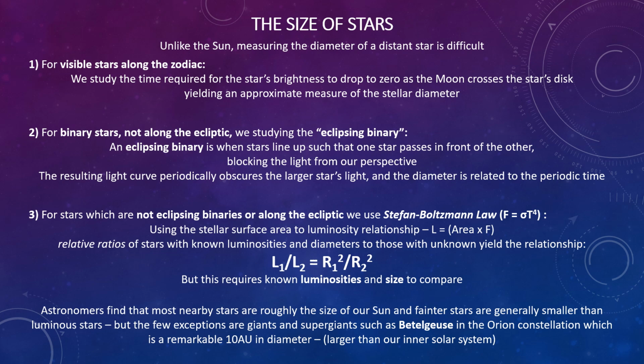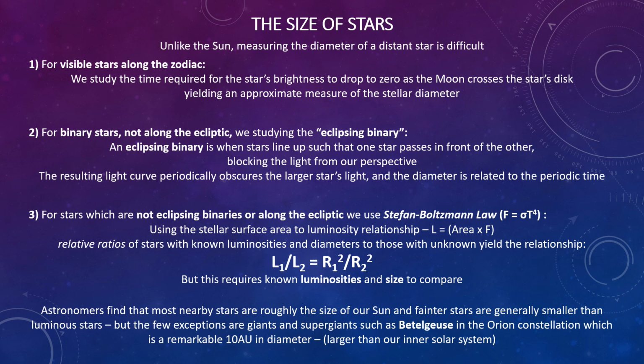For binary stars that are not along the ecliptic, if they are what we call eclipsing binaries, then we can measure their diameter fairly accurately. So an eclipsing binary is when stars line up in such a way that one star passes in front of the other, blocking the light of the one behind from our perspective.